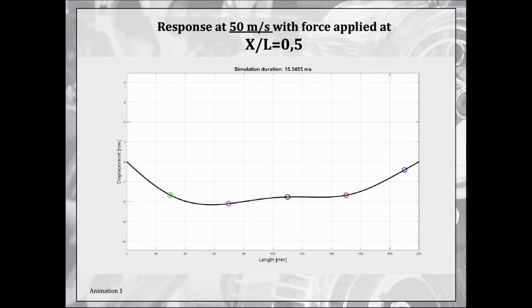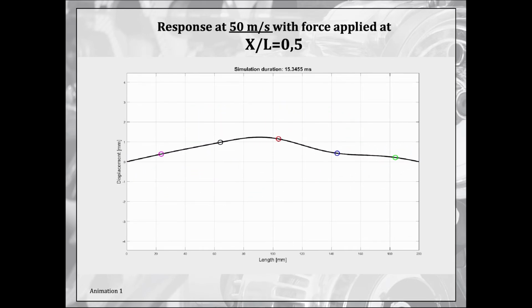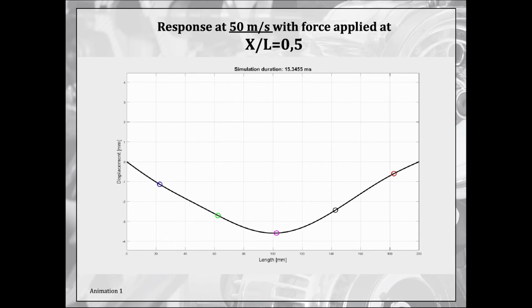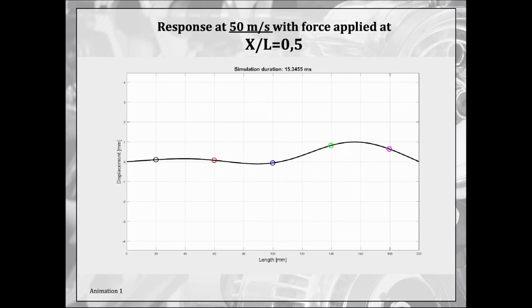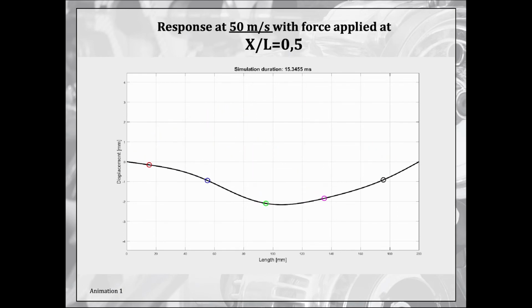Here's an animation showing the belt response at 50 meters per second when excited by the point force in the center of the belt. The colored circles are used to visualize the axial velocity of the belt. The point force here is applied at halfway along the beam, X over L is 0.5.